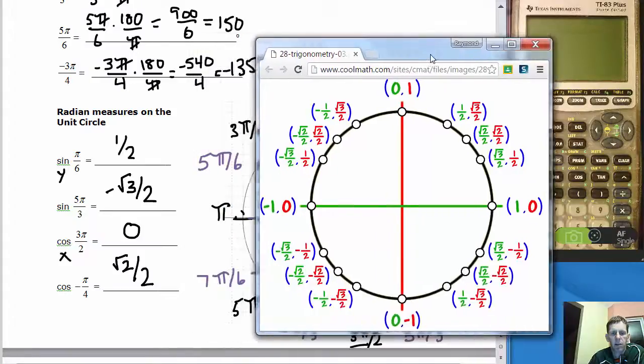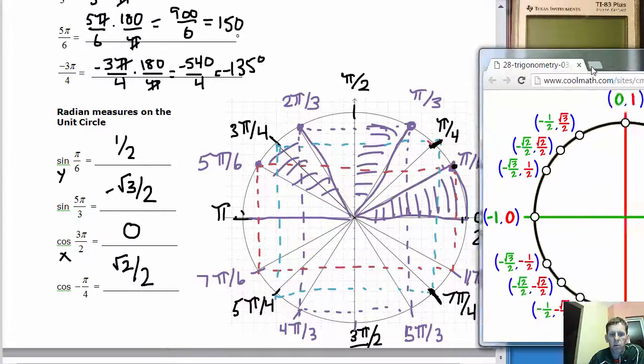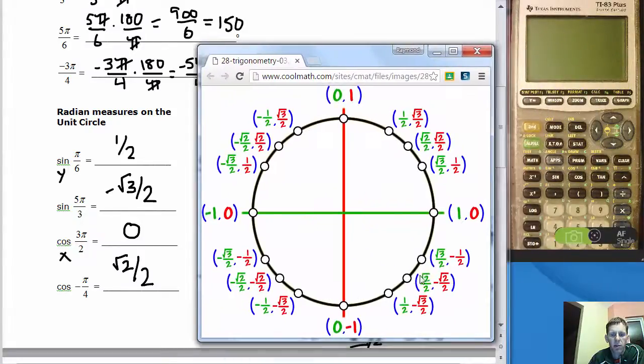Finally, for cosine of negative pi over 4, pi over 4 is located basically at 45 degrees. If we were to go to negative pi over 4, not pictured, we would be going in the clockwise direction, this direction, the same distance. So here's where pi over 4 is. Negative pi over 4 would be that same distance but going in a clockwise direction. So it's coterminal with 7 pi over 4. The x-coordinate, because we're dealing with cosine at this value, is equal to square root of 2 over 2. That's this value right here in green.